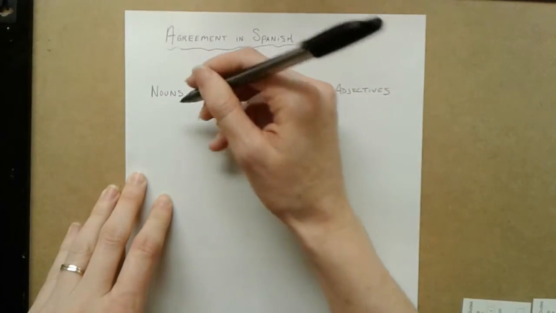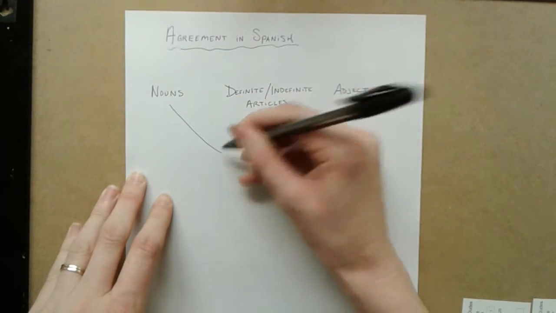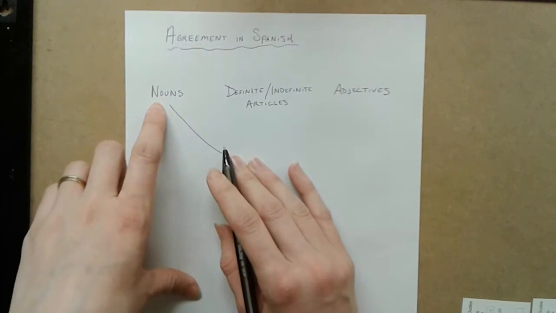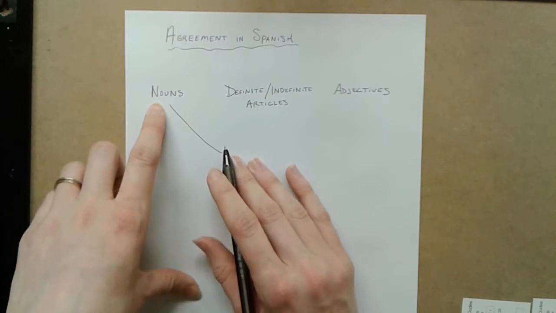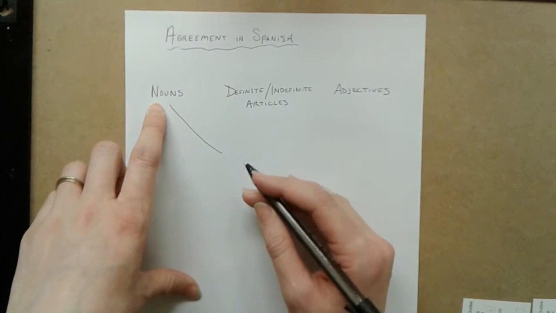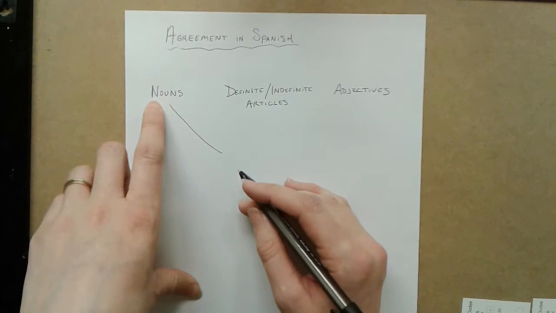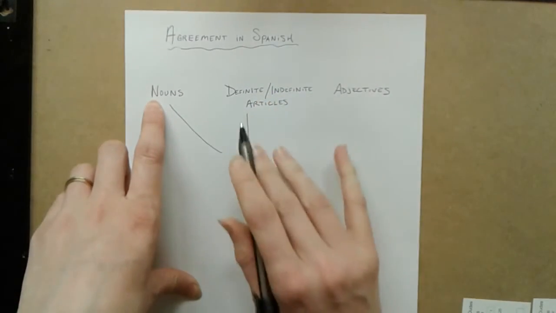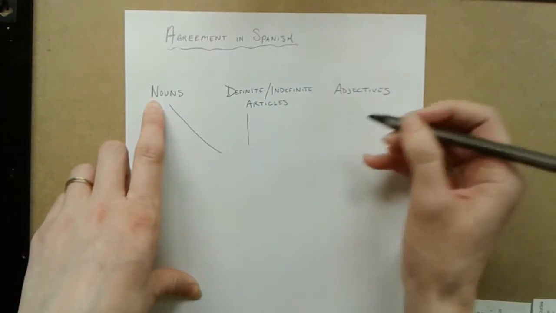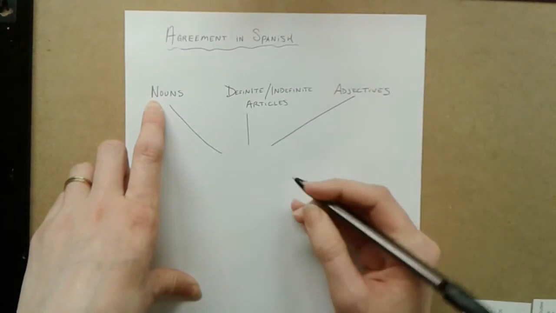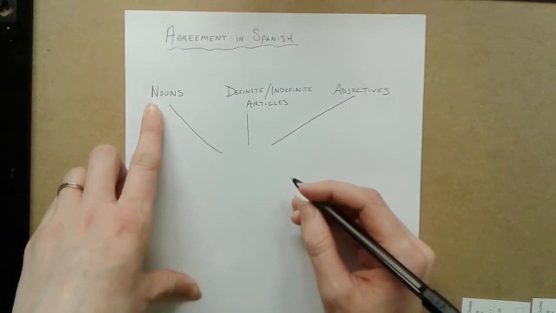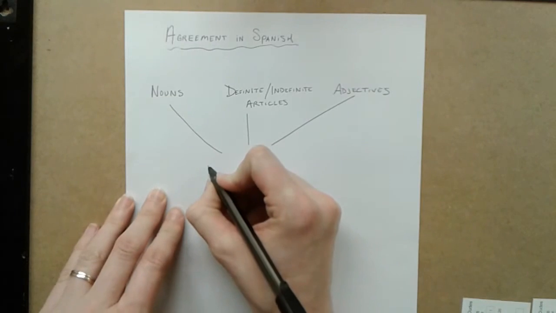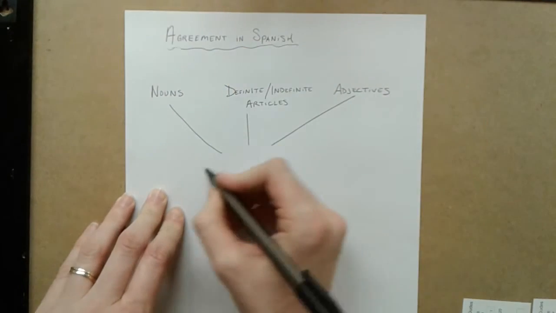Just know that when you have a noun, remember in Spanish, every noun is either masculine or feminine. That's very important to remember. They all have gender, and it's going to influence our definite and indefinite articles and our adjectives in Spanish. So all of these, this is where agreement comes from.